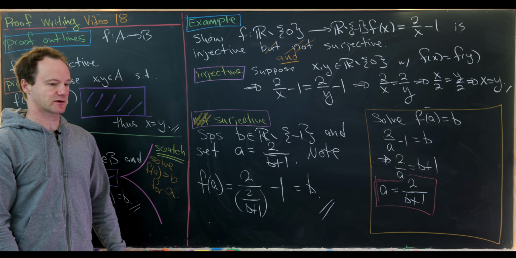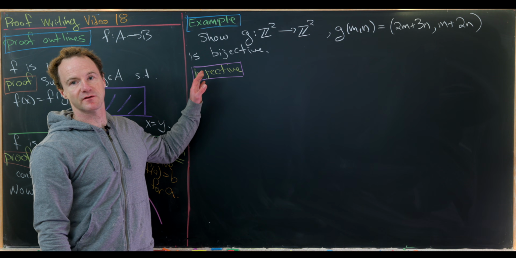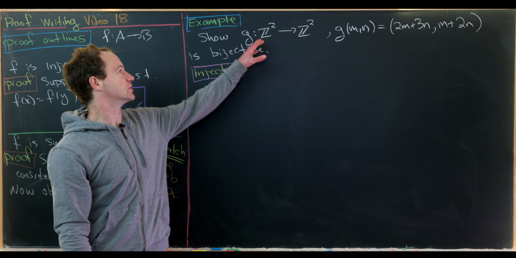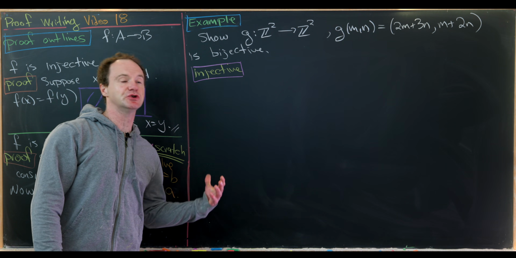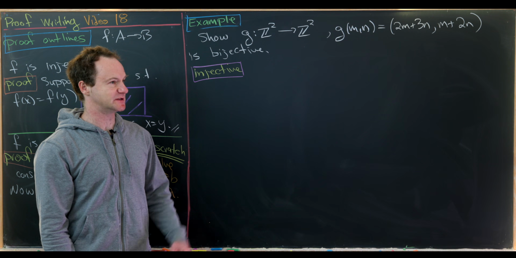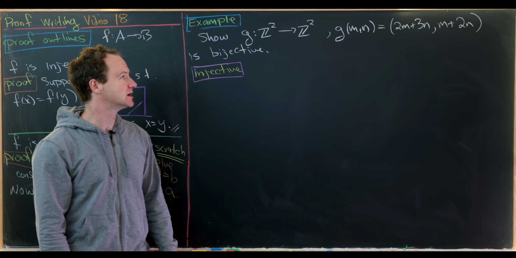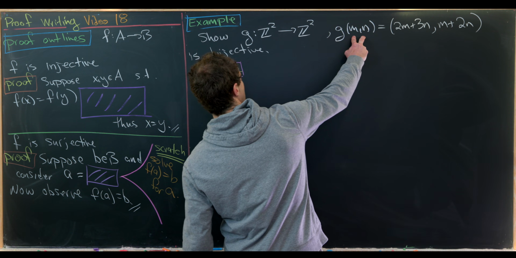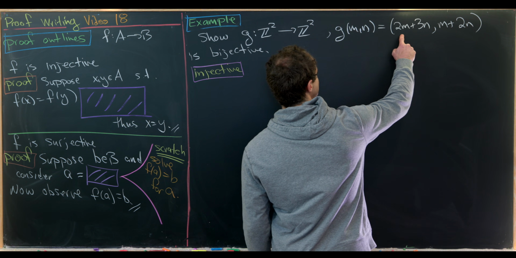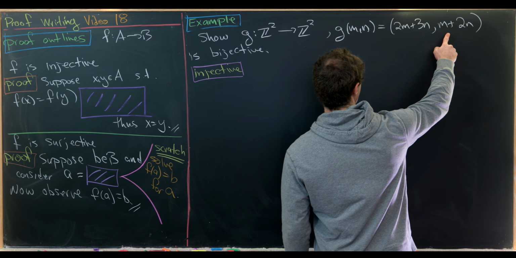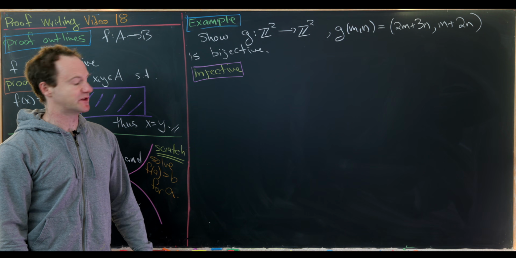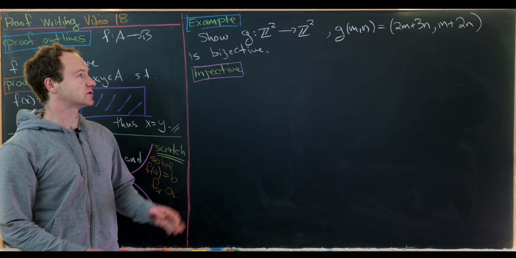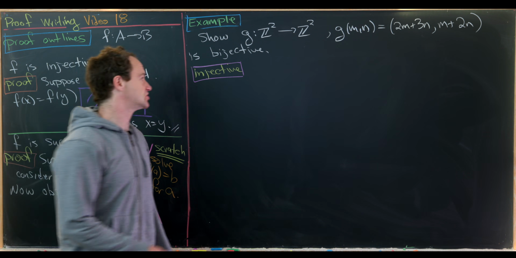Okay, let's do another. For our next example, we're going to consider the function which I'll call g. It goes from Z^2 to Z^2. So in other words, from 2 copies of the integers to 2 copies of the integers, Z cross Z. And it's defined by g evaluated at (m, n) is (2m plus 3n, m plus 2n). Now our goal is to show that this is bijective. So let's start by showing that it's injective.